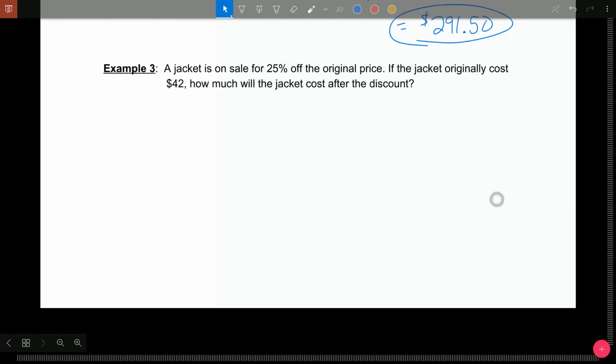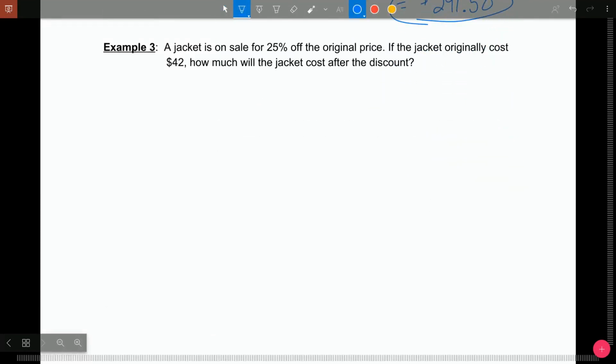All right, and then our last example here, a jacket is on sale for 25% off the original price. If the jacket originally cost $42, how much will the jacket cost after the discount? So again, the first step is going to be finding out what that actual amount of discount is. So we'll set it up like we've been doing with the other proportions. We have our amount of discount over our original cost, which is $42. In our second fraction, we have our percent divided by our total possible 100%. As with the other problems, we're going to go ahead and cross multiply and solve.